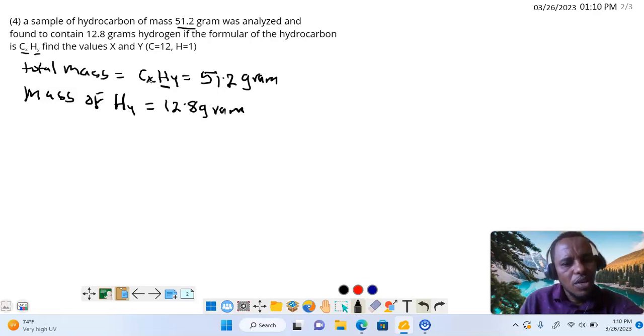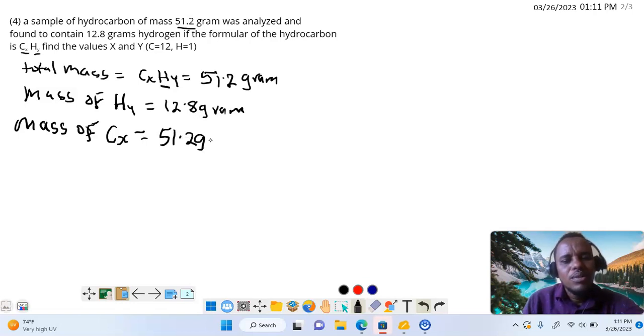If the total value of both of them is 51.2 gram, and you have one of the values, 12.8 gram, can you get the value of the other? Yes, you can. You take the total minus this value. So the mass of Cx, which is the carbon, is equal to the total mass minus the mass of the hydrogen, which is 51.2 gram minus 12.8 gram. When you subtract, what do you get?